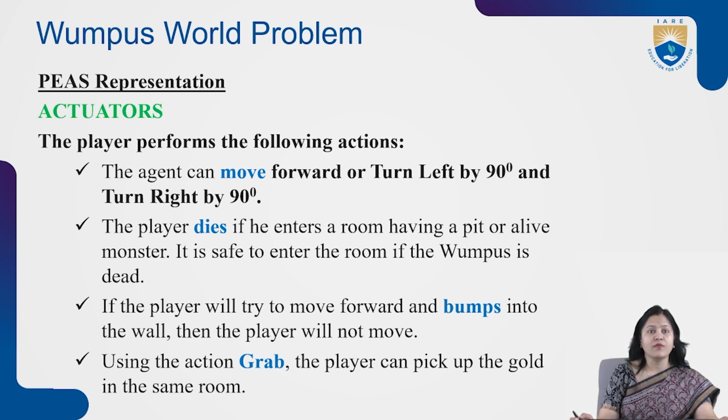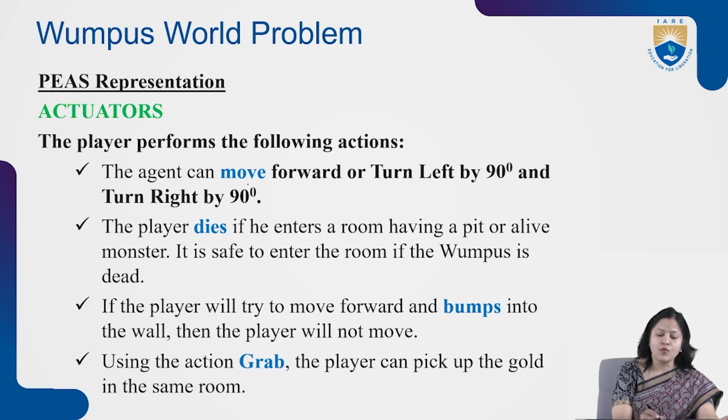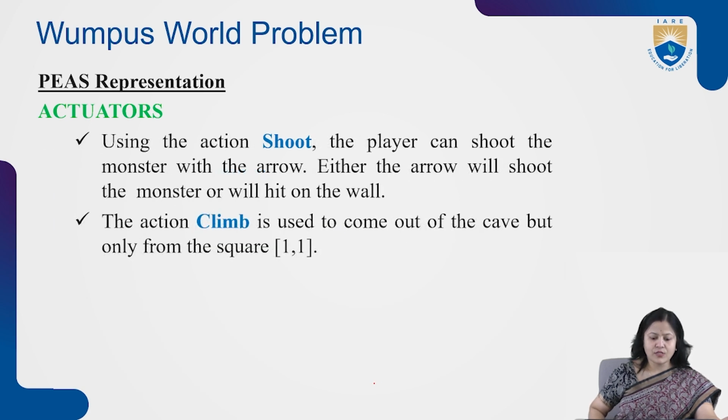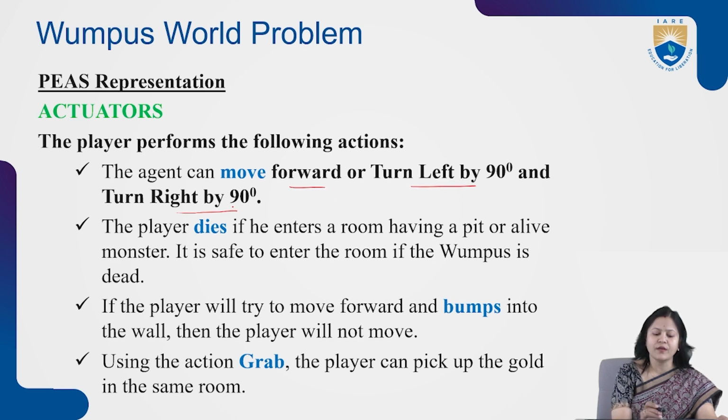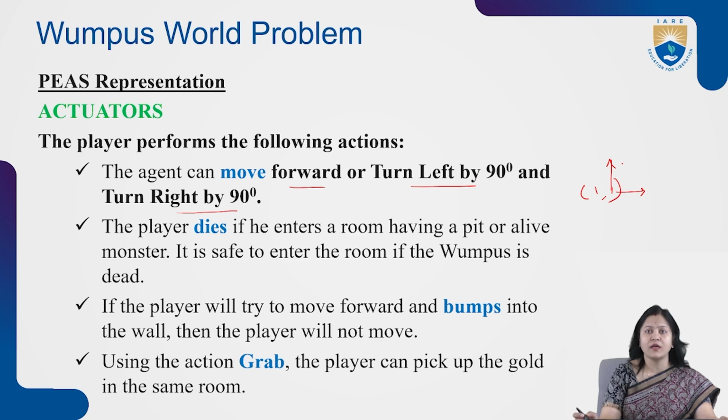The player performs the following actions. First is the move action, then dives, then bumps, then grab, shoot and climb. Six actions can be performed by the player. Move means how the agent can move. The agent can move forward, or turn left by 90 degrees, or turn right by 90 degrees. What is the meaning of forward, turn left by 90 degrees, turn right by 90 degrees? Suppose this is the 1-1 location. The agent can move forward, so it may be right forward or up forward. Anything we can say is a forward direction.